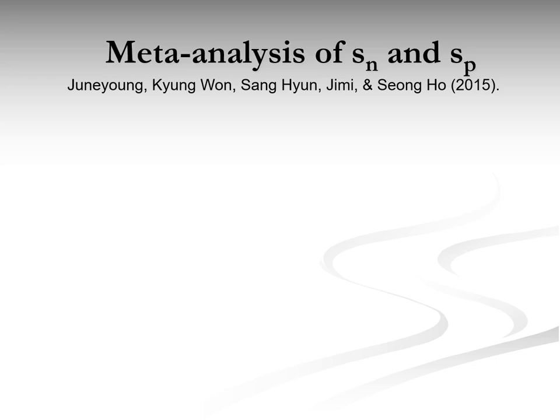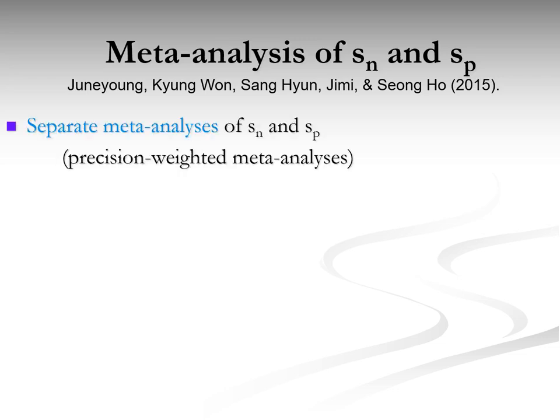Now, instead of doing a meta-analysis of the diagnostic odds ratios, it's also possible to do meta-analysis of the sensitivity and the specificity values. One way is to do two separate meta-analyses. So again, using precision weighted analysis, but separately for the sensitivity values and the specificity values. Another approach, which is somewhat more efficient, is to use a bivariate meta-analysis.